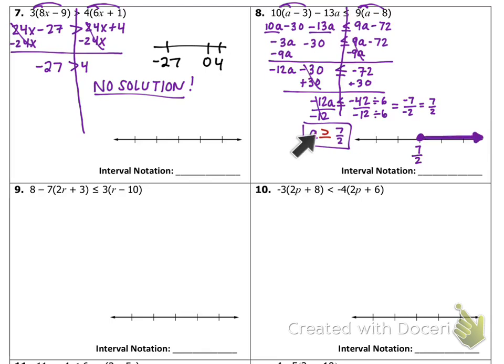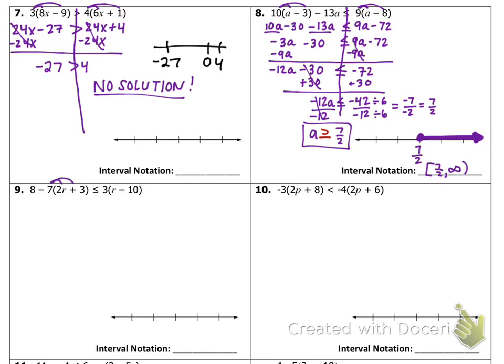Remember, that's why it's important to get the variable on the left-hand side. And now interval notation, we have a bracket because it's a closed circle. Remember, closed circles go with brackets. We take our smallest number, which is 7 over 2, 7/2, and then comma, our largest number. And remember, when there's a line this way, it goes on forever and ever, so it's to infinity, and infinity always gets a parenthesis.